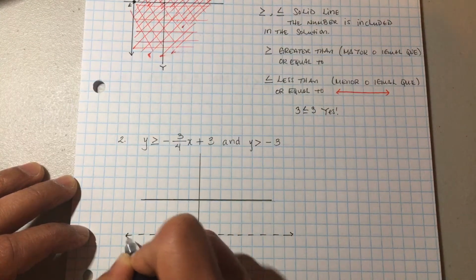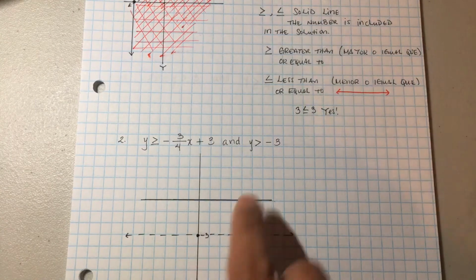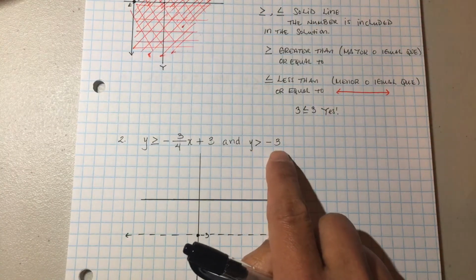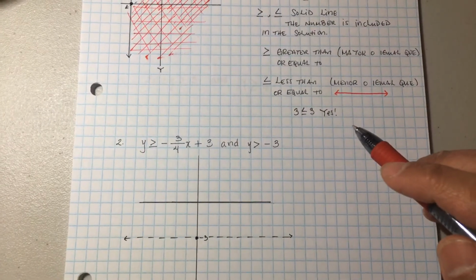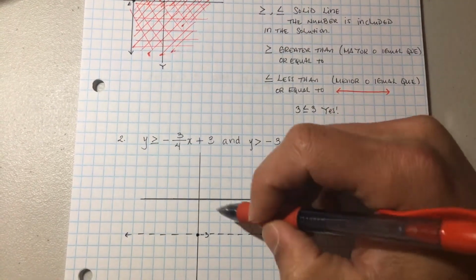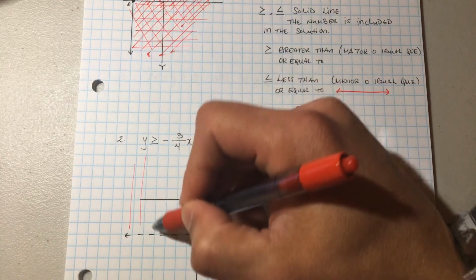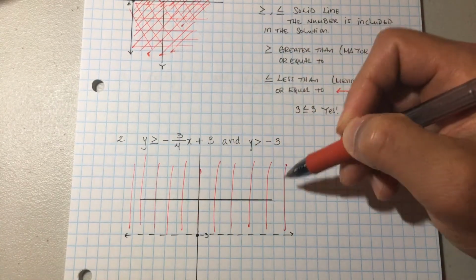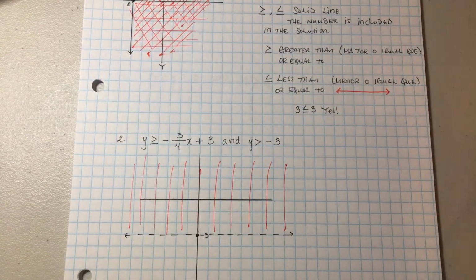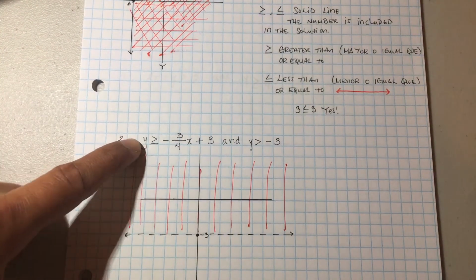And then we're going to go ahead and shade it. Ahora tenemos que rellenar. What y value is greater than negative 3? ¿Cuál y es mayor que negativo 3? La y mayor que negativo 3 son las de acá arriba. Everything on the top. Todo lo de arriba. Okay. We're done with the first one. Terminamos con el primero.